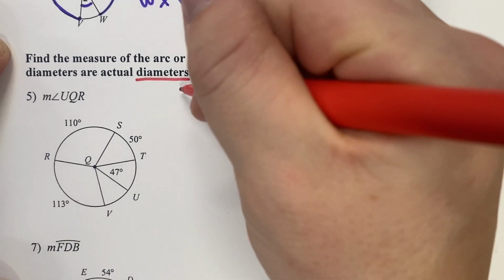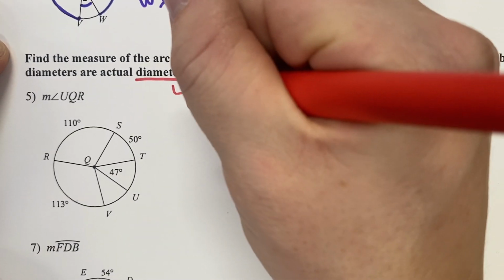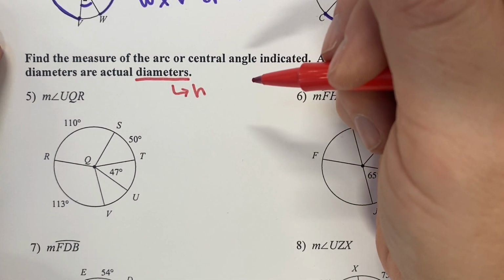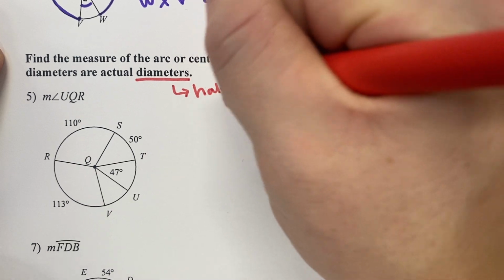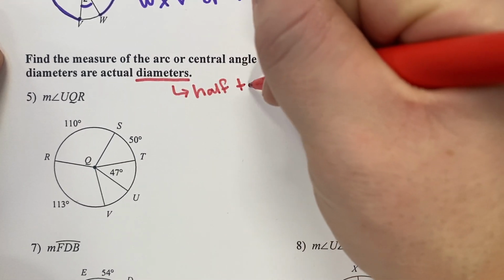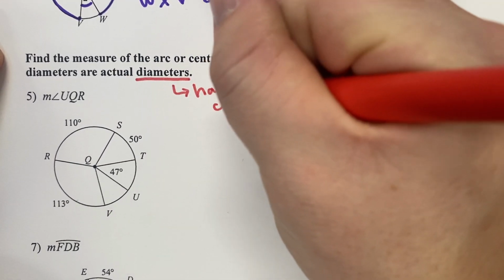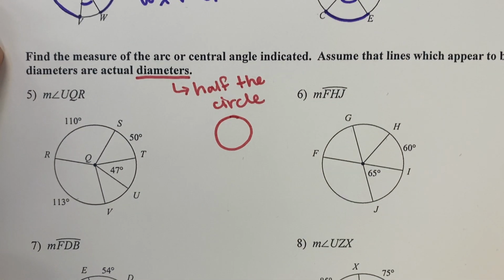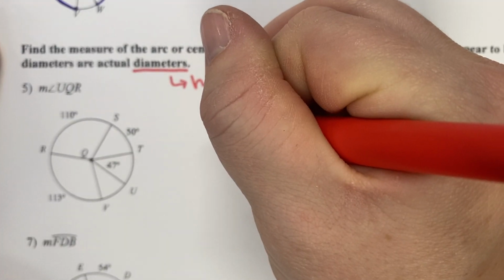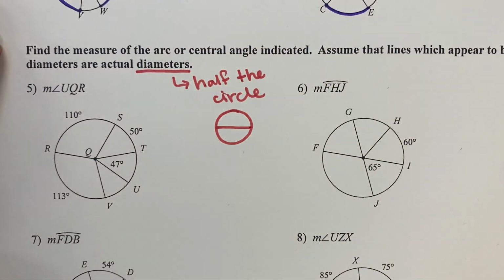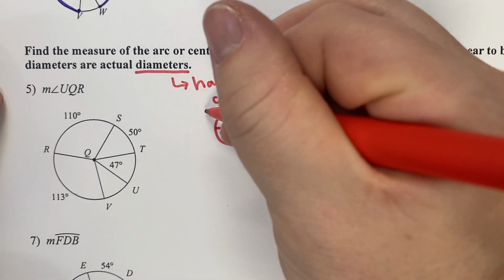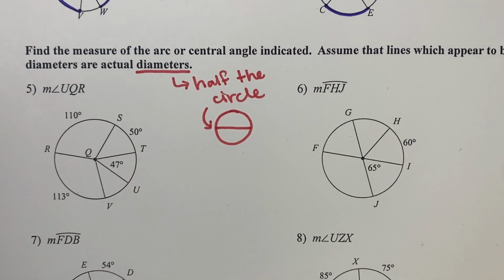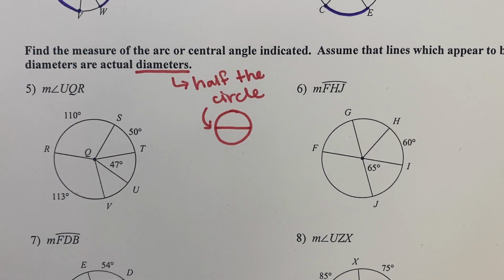Okay, diameters are, I don't want to say half the circle, but half, yeah, we'll say half the circle, and I'll draw a little picture to see what I mean. So a diameter is straight from one side to the other side of the circle. Okay, so that's our diameter measure right there in between. Okay, so it kind of cuts the circle in half.